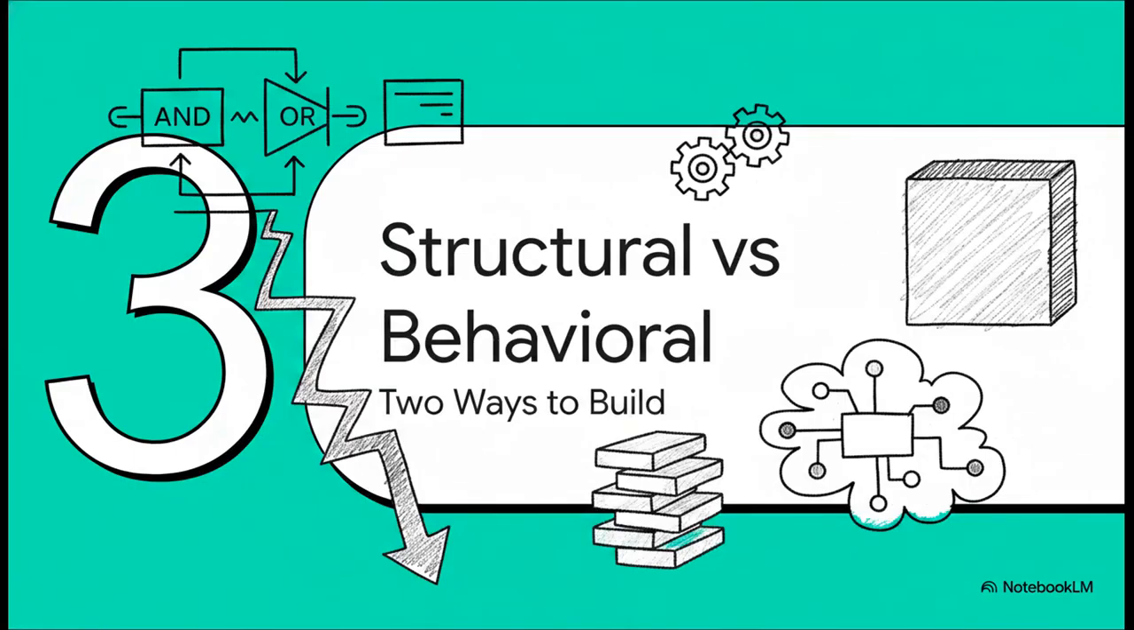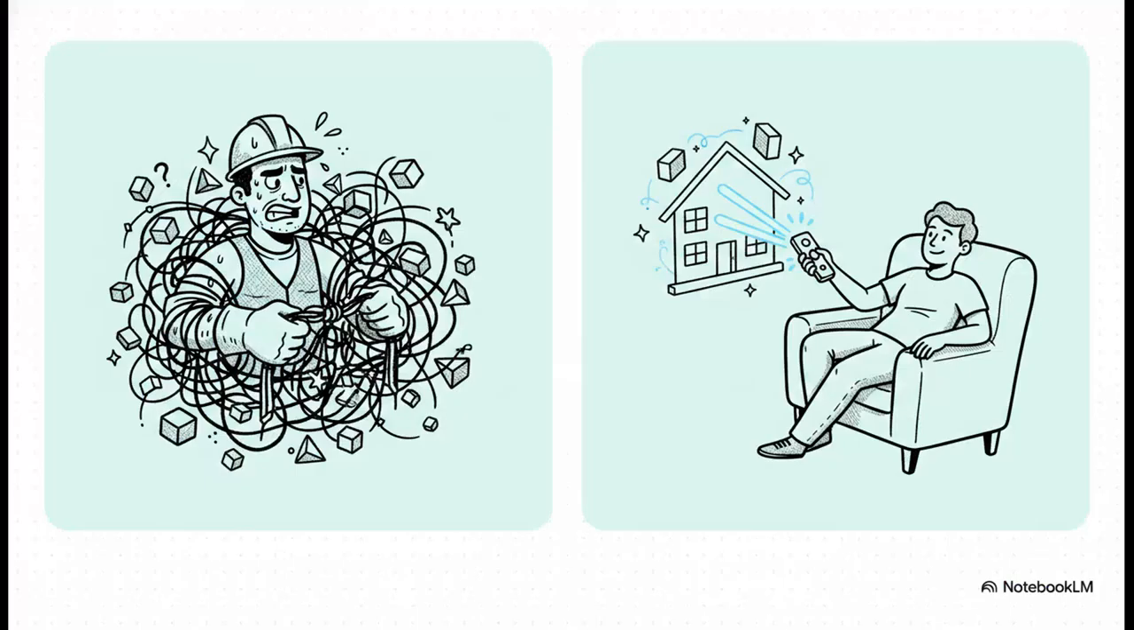Section 3. Structural versus behavioral modeling. Two ways to build. So once you have your gates, you have to decide how you actually want to put them together. And this is a massive point. Verilog offers us two completely different architectural philosophies. Think of structural modeling like wiring a house by hand. You, the designer, explicitly define every single gate and connect them wire by wire. It's super detailed, it gives you ultimate control, but man, it can be incredibly tedious for larger circuits.